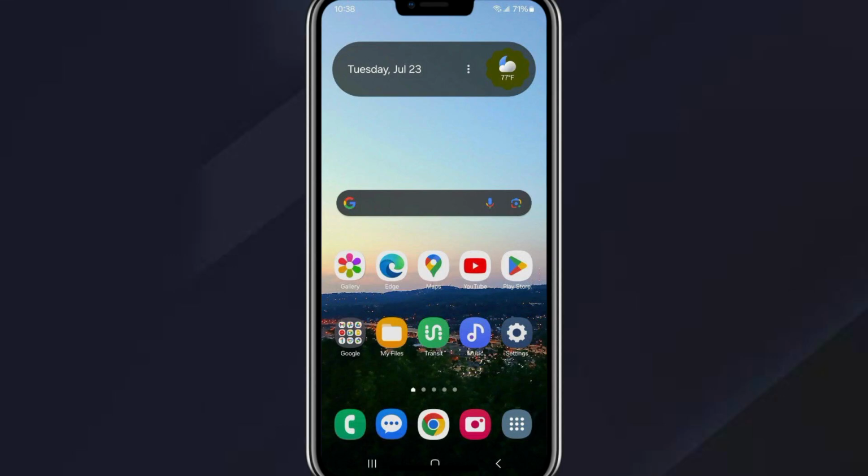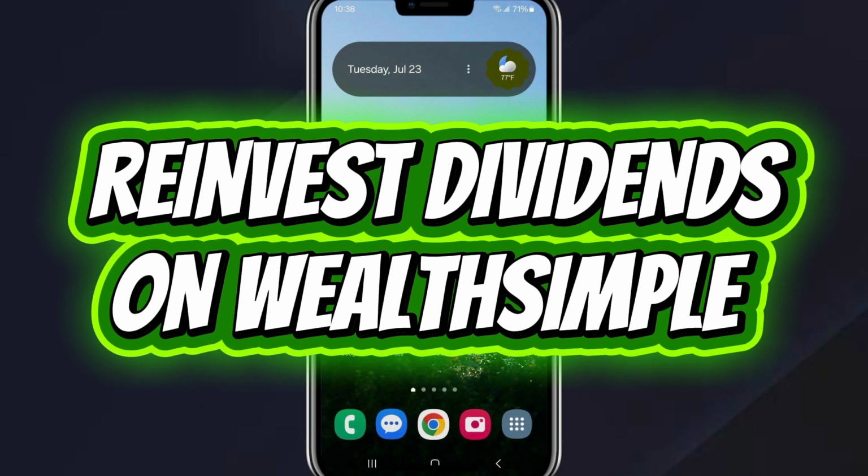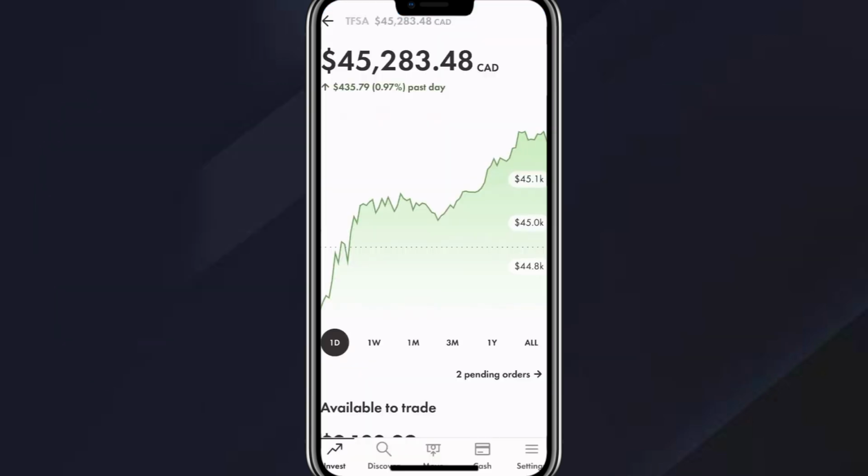Hello everyone! Today, I'll show you how to reinvest your dividends on Wealthsimple. Since Wealthsimple doesn't currently offer an automatic DRIP, we'll set up our own manual version.